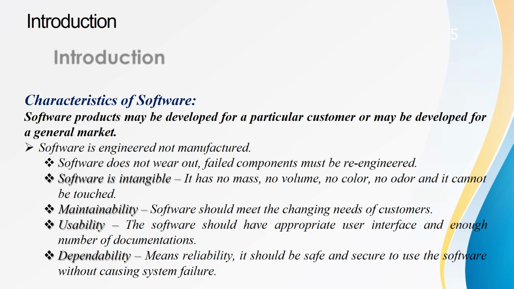So, what is software? It's a set of programs. Software is not manufactured, it's engineered. Why? Because software is intangible. Software does not wear out. There are no failed components; failed components must be re-engineered, not manufactured. So, these are the characteristics of software.